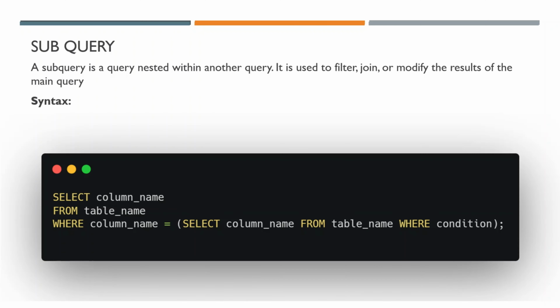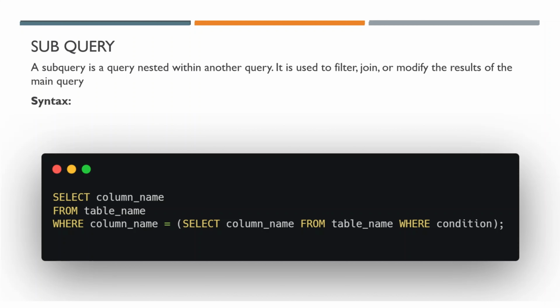A subquery is a query that is nested within another query. It is used to join, filter, or modify the result of the main query. Imagine you have a query that you've already written, right? And you are using another query to modify the result of that, or to even filter the result of that. That is what subquery is all about.